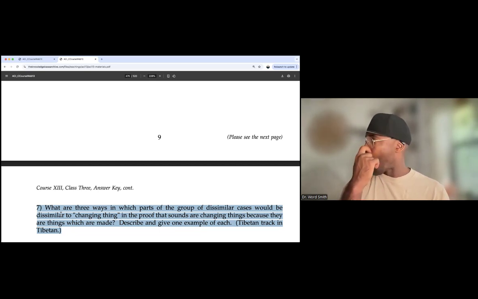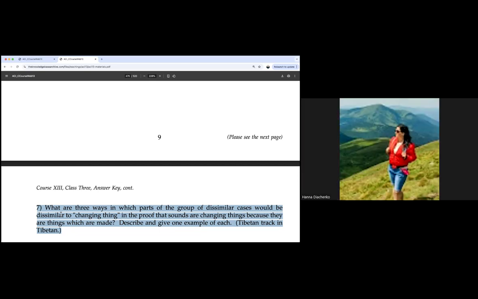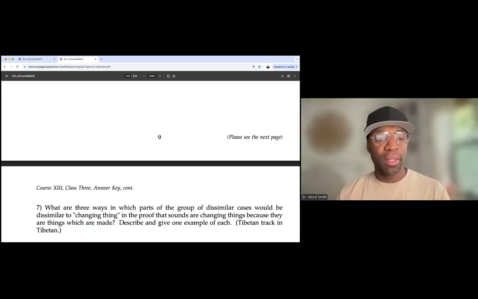What are three ways in which parts of the group of dissimilar cases would be dissimilar to changing things? In the proof that sounds are changing things because they are things which are made. Describe and give one example of each. That's good. What are three ways in which parts of the group of dissimilar cases will be dissimilar to changing thing, and the proof that sounds are changing things because they're things that are made?